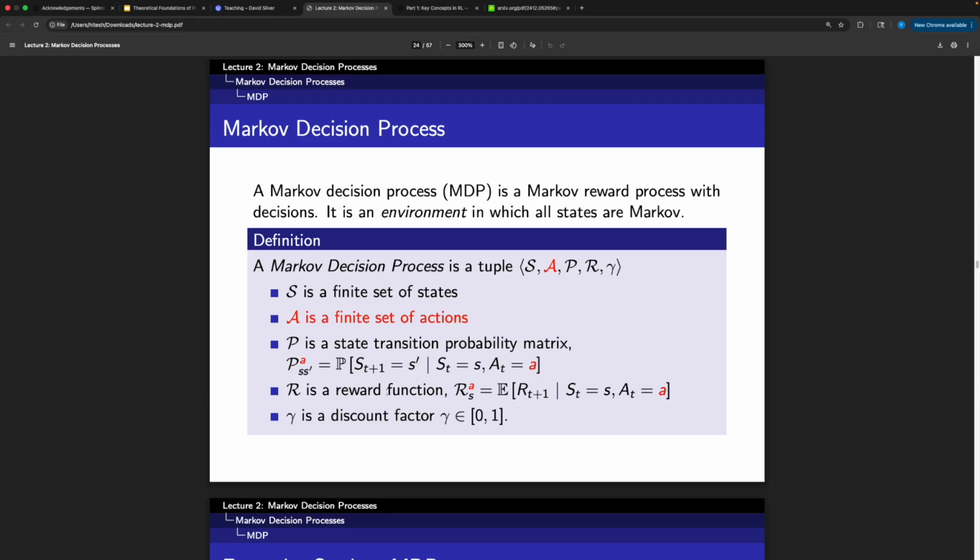R is the reward function. It gives you the expected reward that you get when you are at a state S and you take an action A, and it's called R(s,a). Sometimes these expectations may be written only in the form of the state, or both state and action. So these notations change from place to place. Gamma is a discount factor, and we'll see what the significance of gamma is.